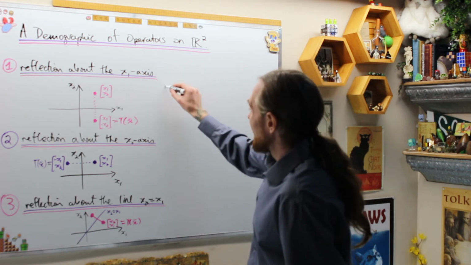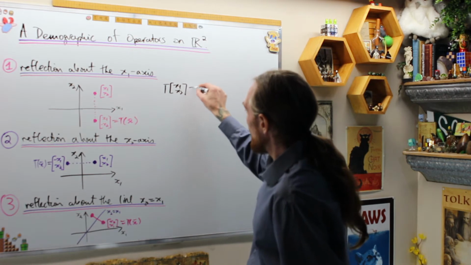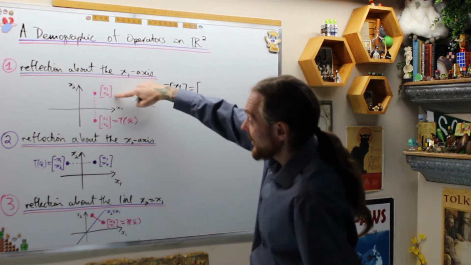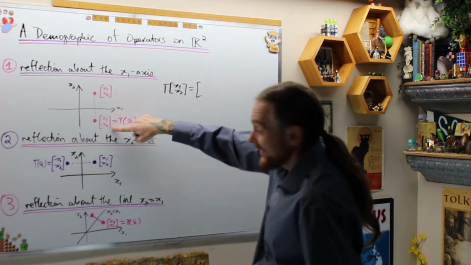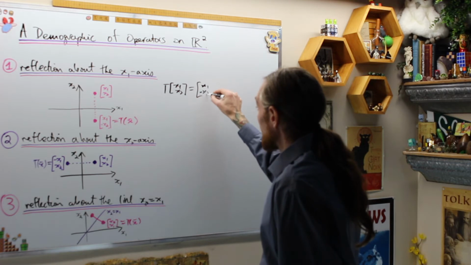Reflections are linear. What we're going to get is that T of x1, x2 moves to the point where the x1 coordinate stays the same, but the x2 coordinate goes from its positive to its negative across the x1 axis. So that goes to x1, negative x2.